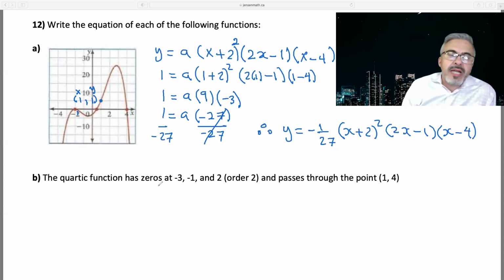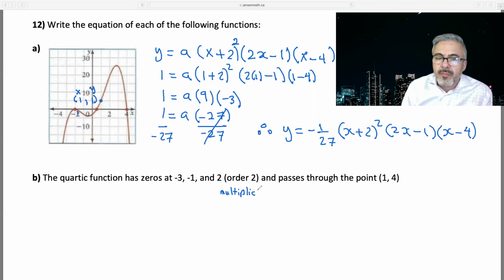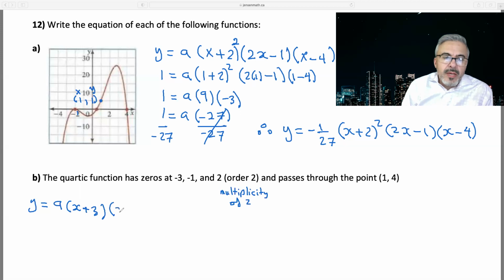So the quartic function has zeros at -3, -1, and 2. And the 2 is order 2. So order 2 here means multiplicity of 2. So what does that mean? Means you put your zeros in, the same thing that we did with the earlier question. So y equals a, x plus 3, x plus 1, and x minus 2 squared, because of multiplicity of 2.